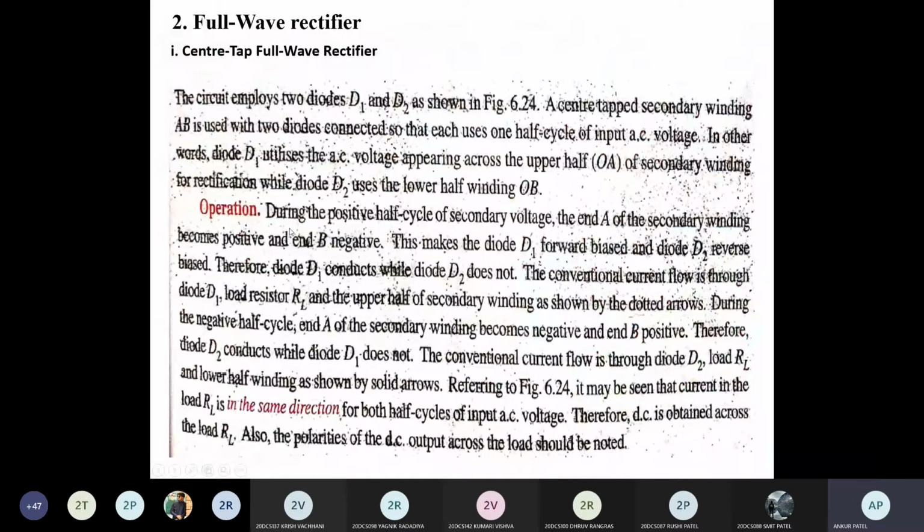During the positive half cycle of secondary voltage, the end A of the secondary winding becomes positive and B is negative. So this makes the diode D1 forward bias and D2 reverse bias. Therefore D1 conducts while D2 does not. The conventional current flow is through D1, load resistance RL, and the upper half of the secondary winding as shown. And during negative half cycle, A becomes negative, and B becomes positive. Now D2 acts as forward bias, whereas D1 acts as reverse bias. So you can see this flow of current.